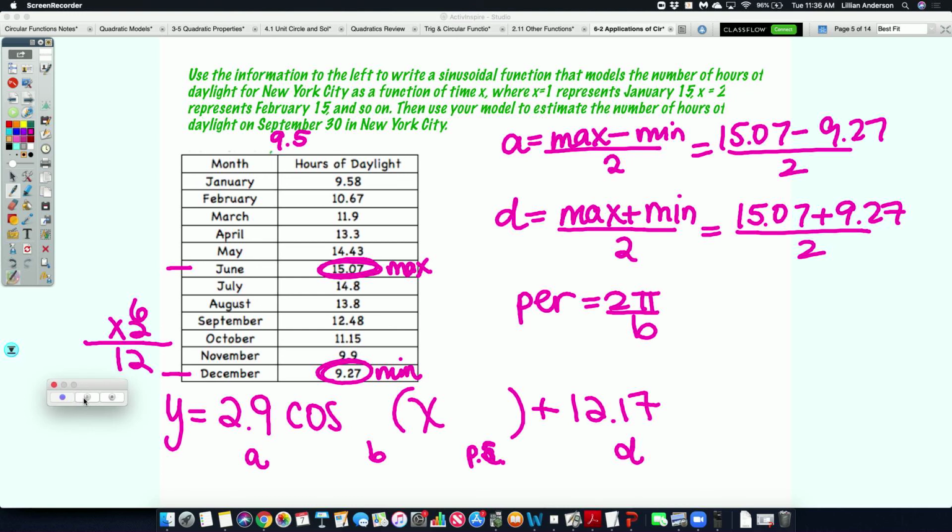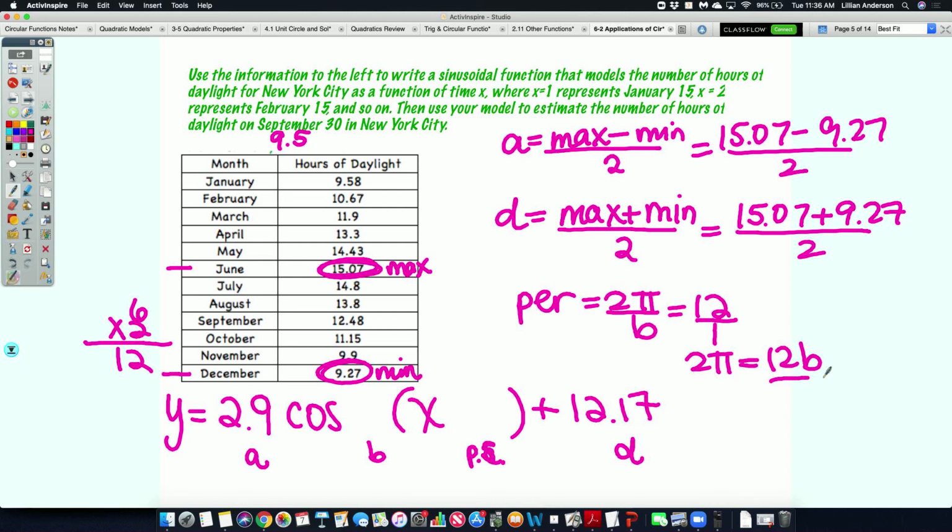So, because the period is 12, I set 2 pi over b equal to 12, and I need to solve for b. I can either put this over 1 and cross multiply, or I can multiply both sides by b. Doesn't matter. I'm going to end up getting 2 pi equals 12b. Divide both sides by 12, and b is going to be equal to pi over 6. Did you guys get pi over 6? So then b is pi over 6. I am 3/4 of the way done with my actual equation.